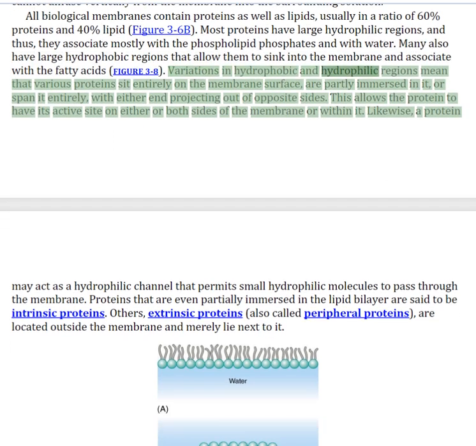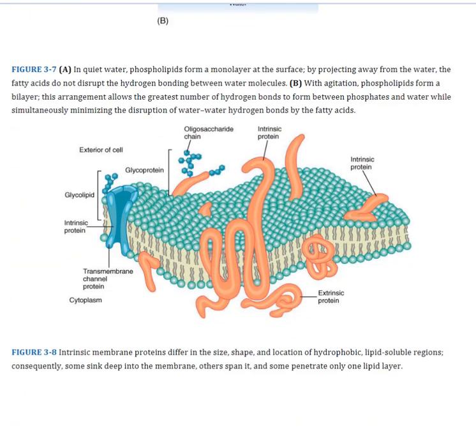Variations in hydrophobic and hydrophilic regions mean that various proteins sit entirely on the membrane surface, are partly immersed in it, or span it entirely, with either end projecting out of opposite sides. This allows the protein to have its active site on either or both sides of the membrane or within it. Likewise, a protein may act as a hydrophilic channel that permits small hydrophilic molecules to pass through the membrane. Proteins that are even partially immersed in the lipid bilayer are said to be intrinsic proteins. Others, extrinsic proteins, are located outside the membrane and merely lie next to it.